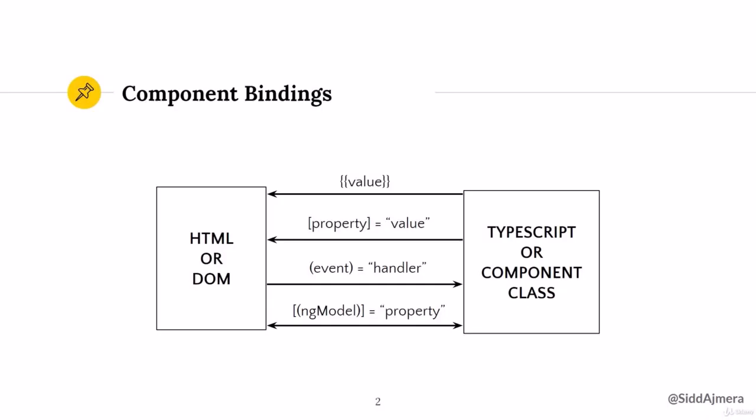So now we have understood all four major component bindings that we have in Angular. But apart from that, we also have some other bindings like the class binding, the attribute binding, and the style binding. And that's exactly the topic for the next video. So I'll see you all in the next one.